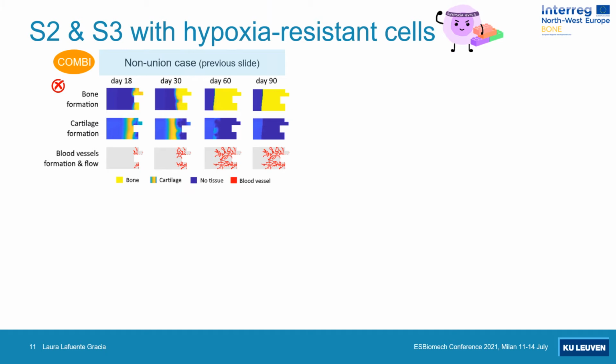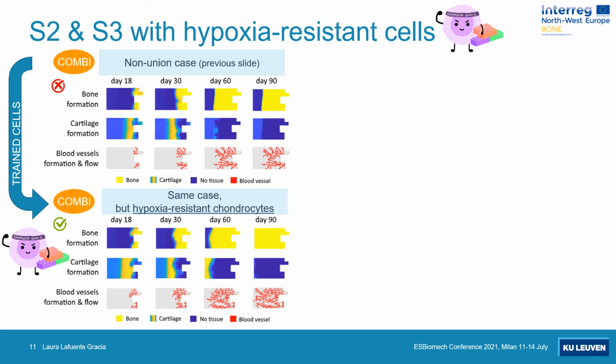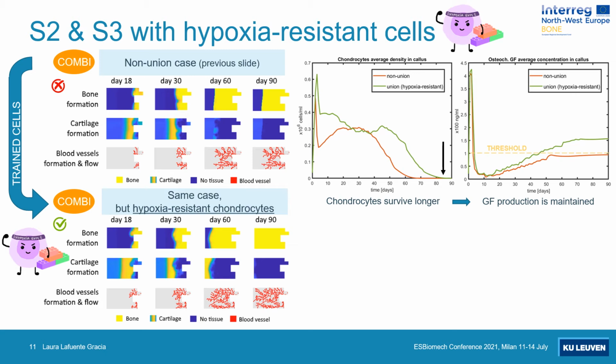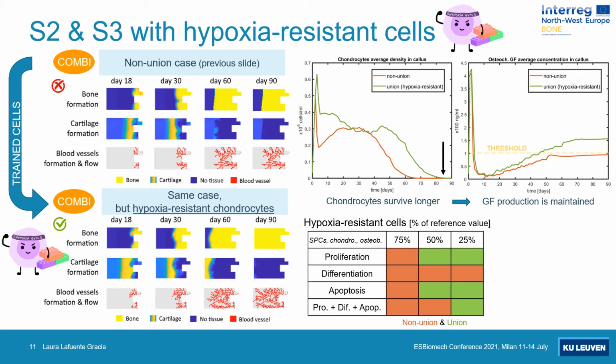Taking as reference the last case of the previous slide, but now using hypoxia-resistant chondrocytes, we see that the model predicts healing. Indeed, in this case, chondrocytes are able to survive a longer time, and this maintains the growth factor production. We investigated different cases of hypoxia-resistant cells, and we conclude from here that when cells barely depend on oxygen, bone healing is predicted by the model.